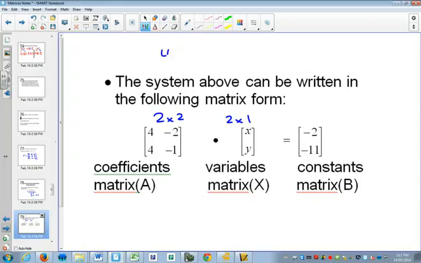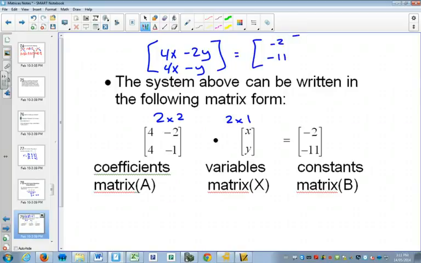If you multiplied them out, you would get a 2 by 1, and it would look like this. 4 times x would be 4x plus negative 2y, which would just be minus 2y. And the next one would be 4 times x, negative 1 times y would be minus y. That would be the matrix if you multiplied those together. And that's equal to another column matrix, negative 2, negative 11, which is just the equation we had started with. So if you take the coefficients and multiply them by xy, you get a new matrix.